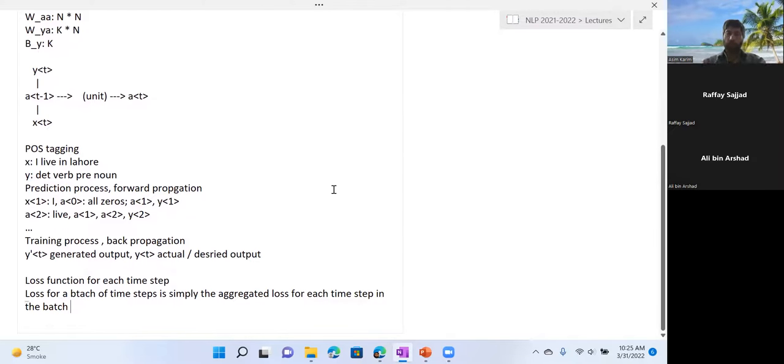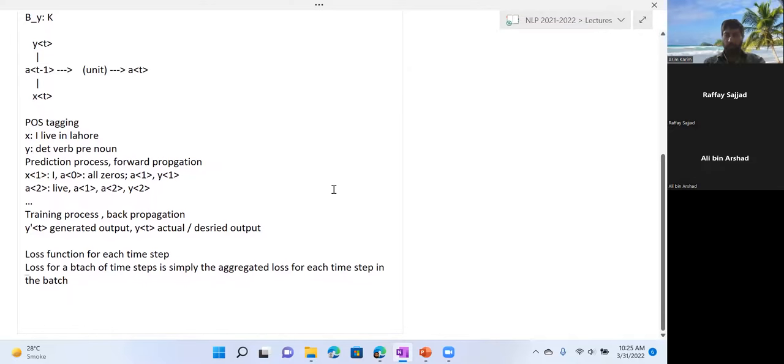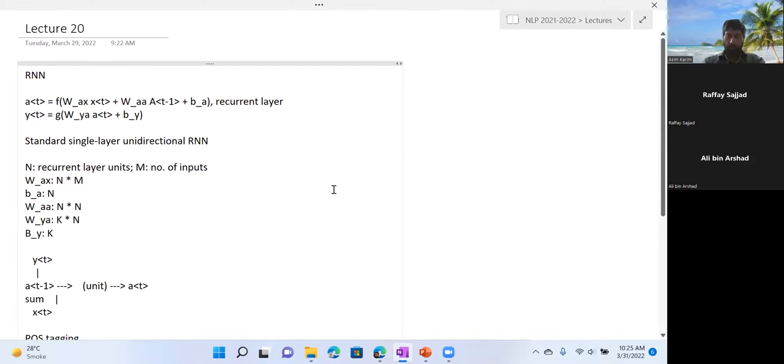Simply sum over all the time steps. So let's say the sentence I had was "I live in Lahore", then you will have basically four time steps. So you will aggregate the loss, so you basically sum from i equal to 1 to 4. This is somewhat the LaTeX notation for the sigma, subscript i is equal to 1 to 4. And then of course we have the loss function for time step i. So you simply aggregate the loss for each time step for the batch, in this case, one sentence of four words.